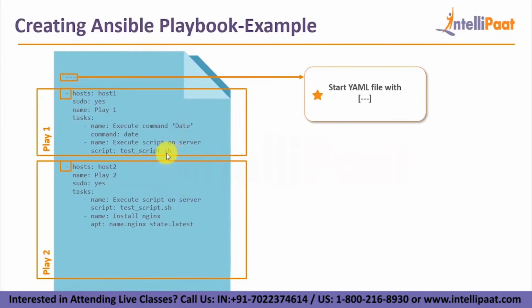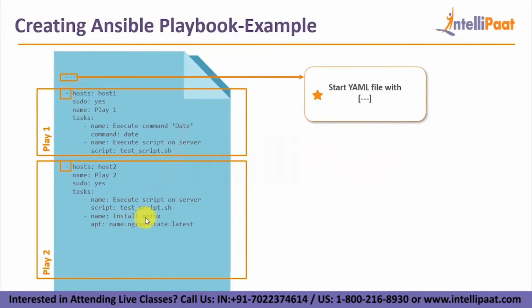Similarly, now if you have to write play 2, I'll have to begin with hosts again, which I've done over here. Where do I want to run this particular play? I want to run it on host 2. What is the name that I want to give this play? I am calling it play 2. Do I want the sudo to run? Yes, I want the sudo to run. Then what are the tasks that I'm executing in this play? I want to execute script on server. This is the name, it could be anything. And then I specify the script which has to run on that particular host.